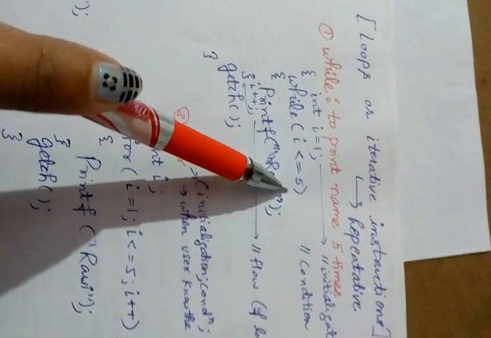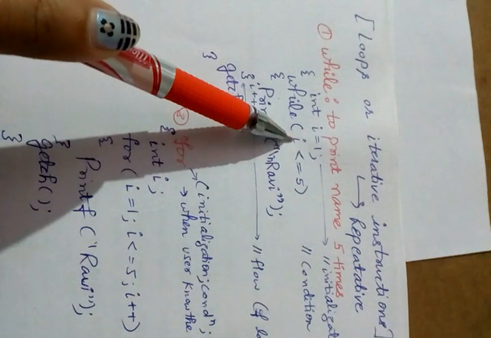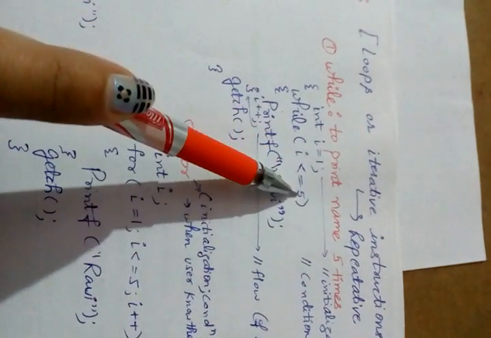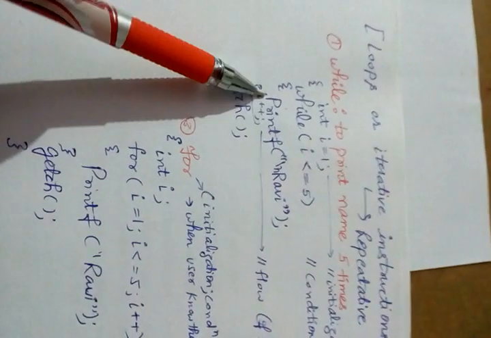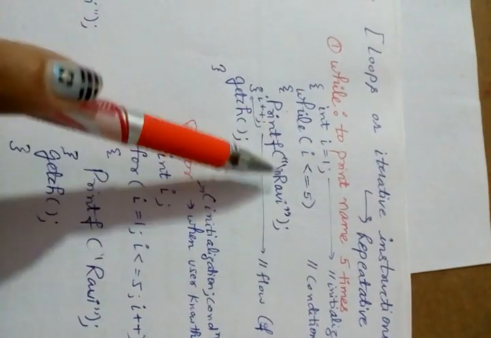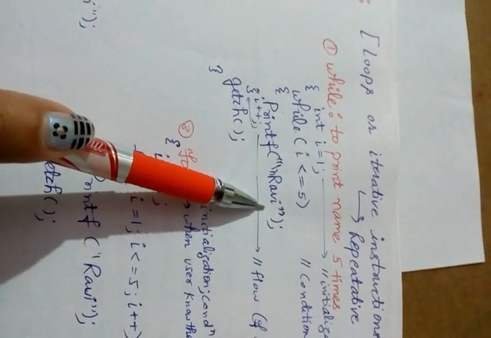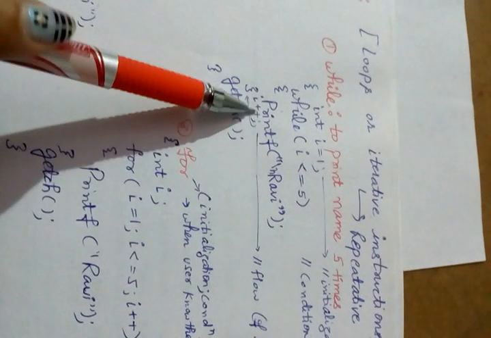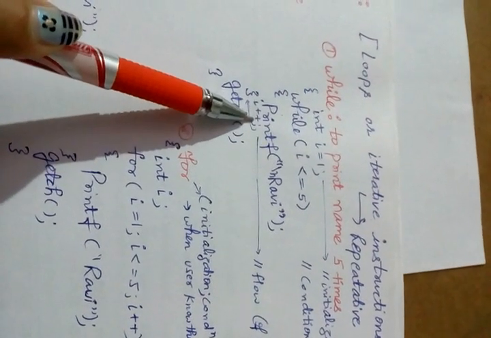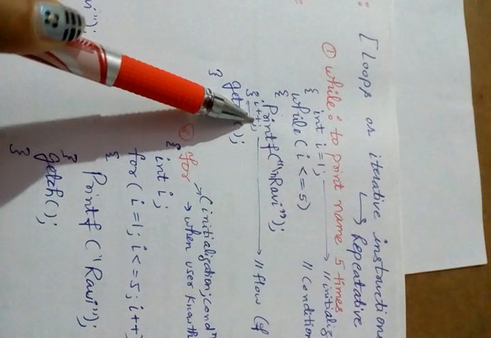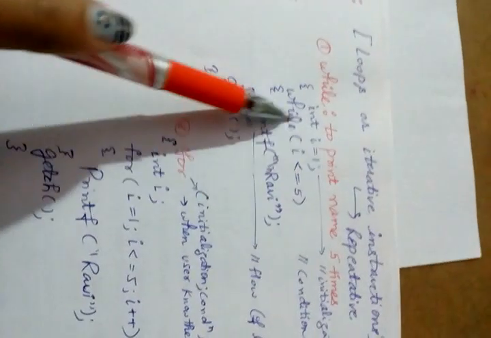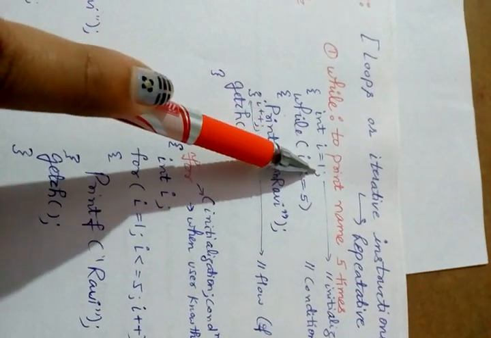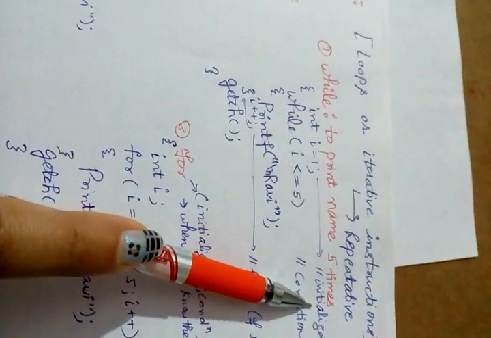It means it will repeat until i is greater than 5. Next you give the command printf with your name, anything. Then I have given i plus plus. This is the update expression, or we can say the flow of loop. It means the value of variable i was equal to 1 in initialization.